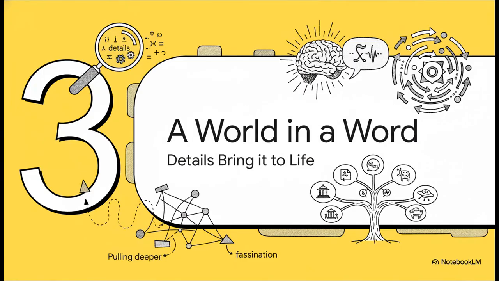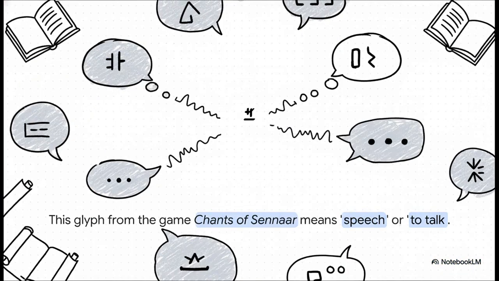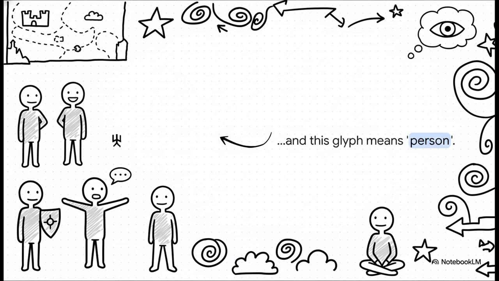But when it's done right, a well-built world can do the exact opposite. It can pull you in even deeper, sometimes with the smallest little details. To see what I mean, let's look at a really cool example from linguistics. Okay, so check this out. In the video game Chants of Sonar, you have this constructed language. This glyph right here, it means speech or to talk. Pretty simple, right? And this second glyph, this little stylized stick figure, it means person.